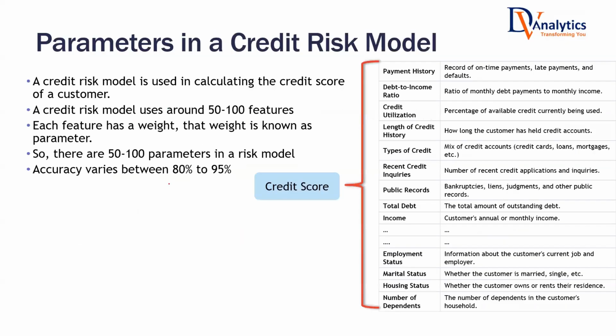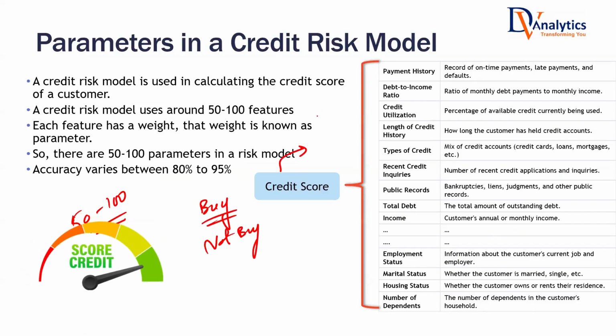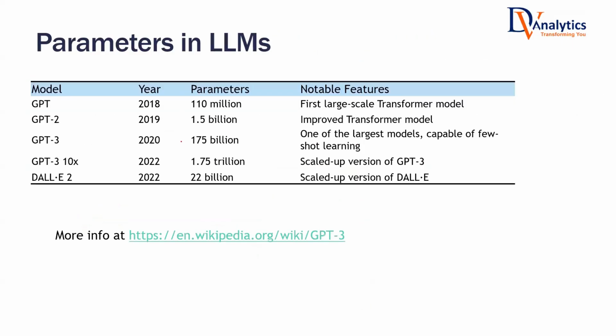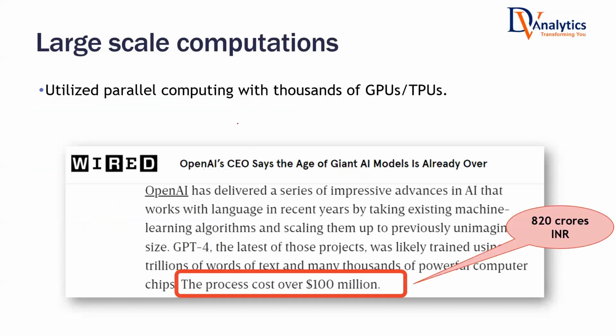If you take any typical model, you may see 50 to 100 parameters. For example, if I'm building a model that will predict whether a customer will buy or not buy a product, or a model for credit scoring, which is whether a customer is going to be a defaulter, that means a bad customer, or a non-defaulter, a good customer, before giving a loan. Typically, they have 50 to 100 parameters, but these large language models use millions, billions, or trillions of parameters. And when you have these many complex models, definitely you need complex programming for computing.